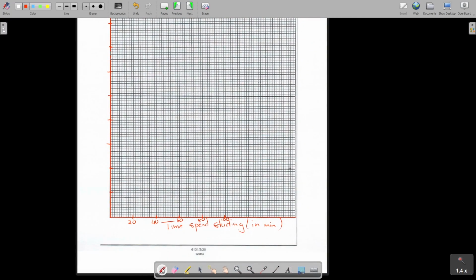So then this is going to be 20. This is going to be 40. This is going to be 60. This is 80. This is 100. This is 120. This is 140. This is 160. And I call this the cumulative frequency.